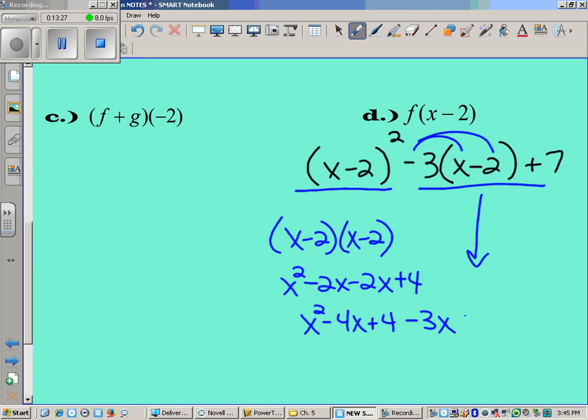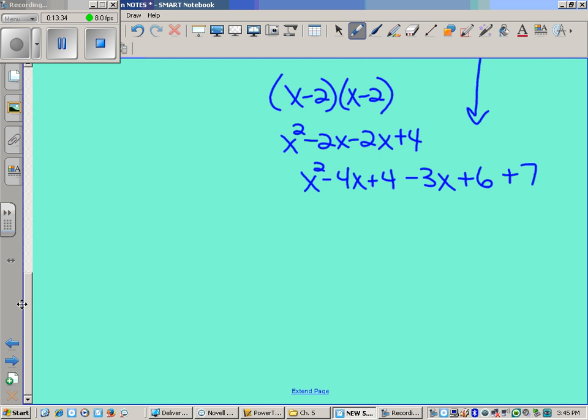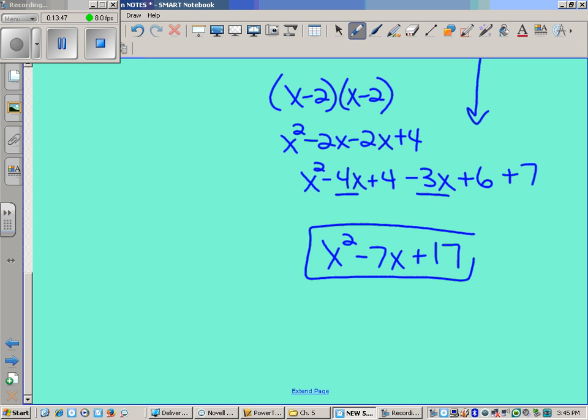I have a negative 3 times x, a negative 3x. I have a negative 3 times negative 2, that's a positive 6, and don't forget about the plus 7 in the back. Now will you combine like terms and get me a final answer? I got x squared minus 7x plus 17.